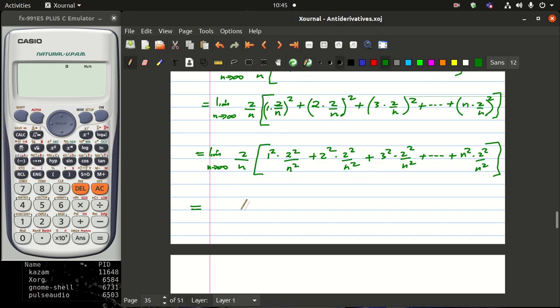The next thing that I want us to realize here is that I have 2 squared over n squared in every term. I'm going to pull it out. So I'm still having the limit as n approaches infinity of 2 over n times what I'm going to get there, 2 squared over n squared. I am actually pulling it out. And then inside I'll be left with 1 squared plus 2 squared plus 3 squared plus blah blah blah up until I arrive at n squared.